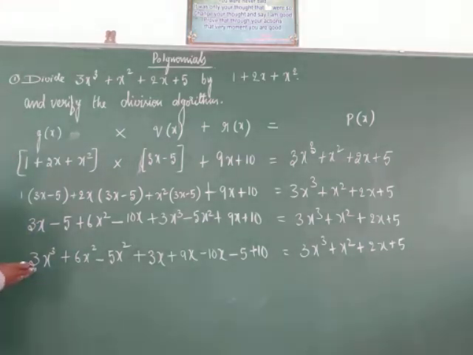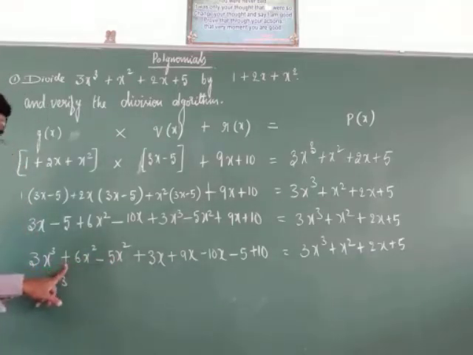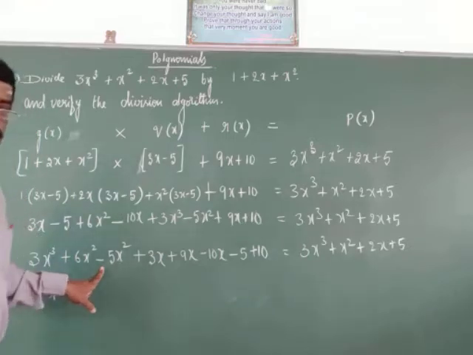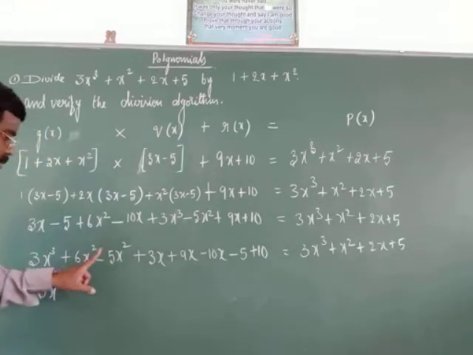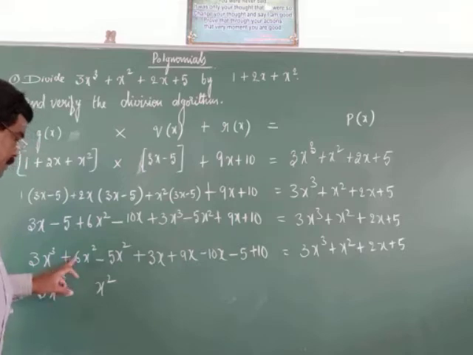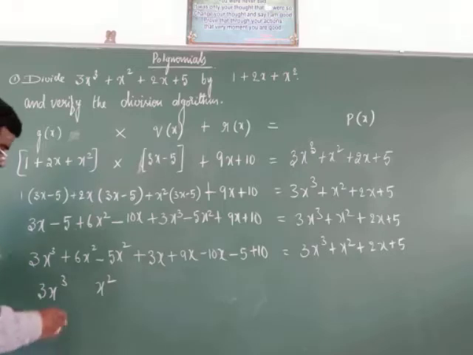Now here you see children, this 3x cube you can write as it is. Here x square, they are like terms, and here you have plus sign, here you have negative sign. Plus sign, minus sign means different sign. Different sign means you have to subtract one from the other. That is 6 minus 5 is 1x square, or simply x square. After writing x square, see children, 6 is greater than 5. You must know that and 6 contains positive sign, so we will be getting positive x square.